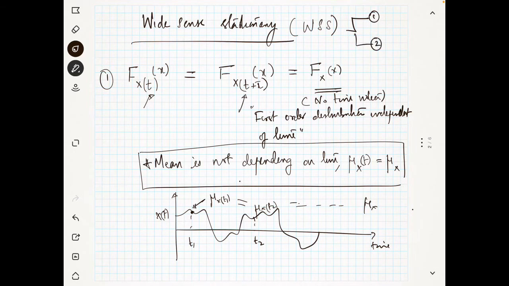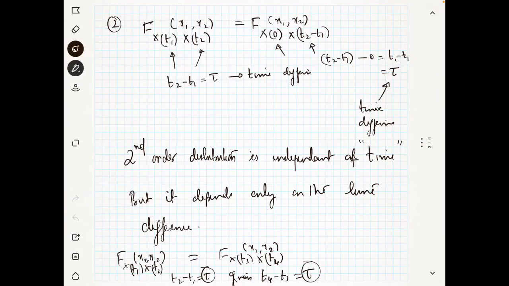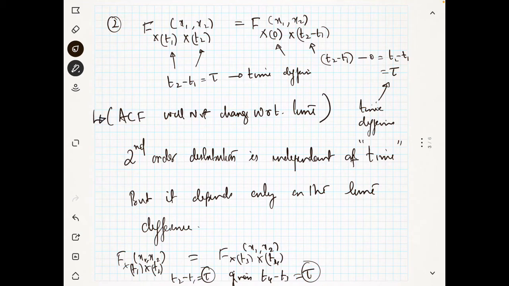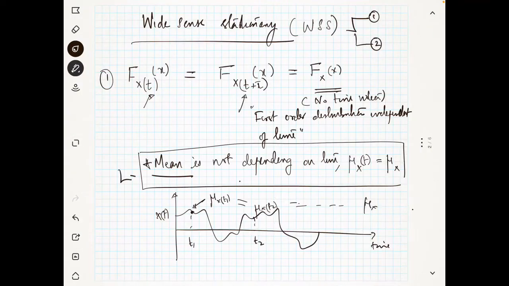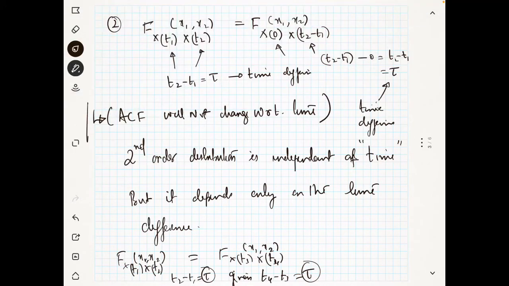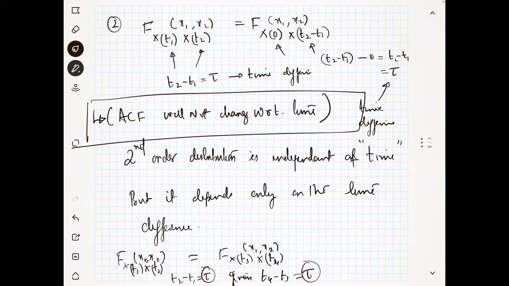Property 1 means that the mean does not change with time, and the second property is that the autocorrelation function does not change with time. The ACF will not change with respect to time. Okay, these are the two properties. I will put it in the box, that's better. So that's what we are explaining mathematically.